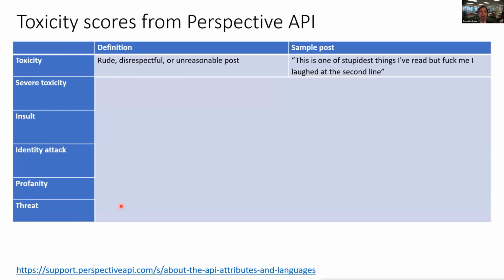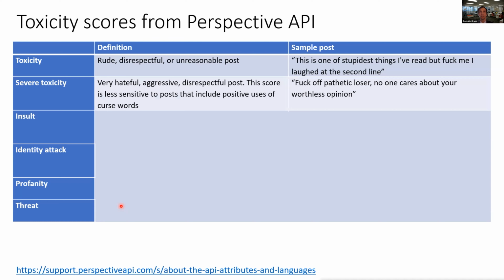Now let's quickly go through each of the 6 primary measures provided by Prospective to see how it's defined, to look at each example. Let's start with the more broad one, toxicity, broadly defined as a message that is rude, disrespectful, or generally unreasonable. And it doesn't have to attack an individual or a group. Example: this is one of the stupidest things I've read, but F me, I laughed at the second line. So it's toxic.